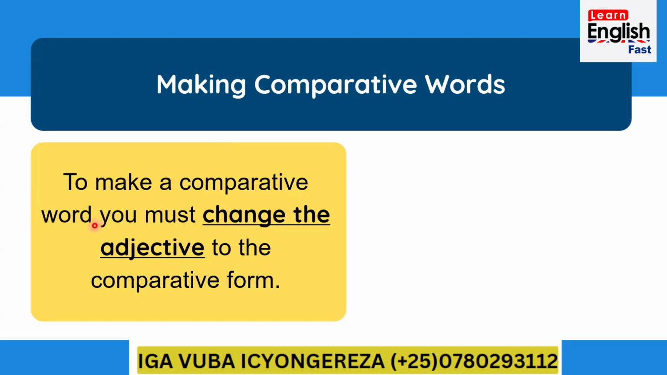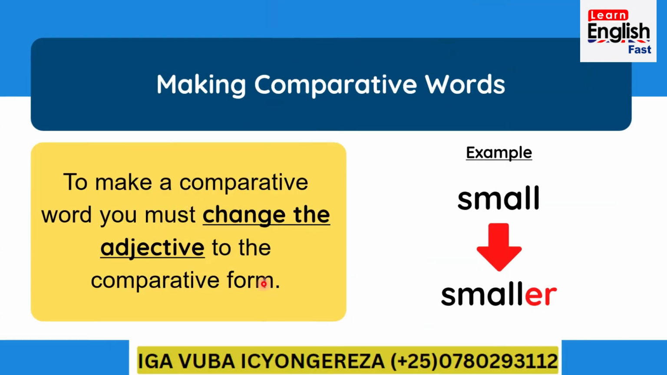To make a comparative word, you must change the adjective to the comparative form. Iyo ugiye gufata adjective uyihindura ushyira muri comparative form mu buryo ushaka kuba wagereranyamo ibintu bibiri, aribyo tugiye kuba twareba. First here, igihe ugiye kugereranya nk'iri jambo dufite small, tugiye kugereranya turavuga ngo smaller. Iyi ni adjective, small ni adjective. Kugira ngo uyigire muri comparative form wongeraho er bikaba smaller.